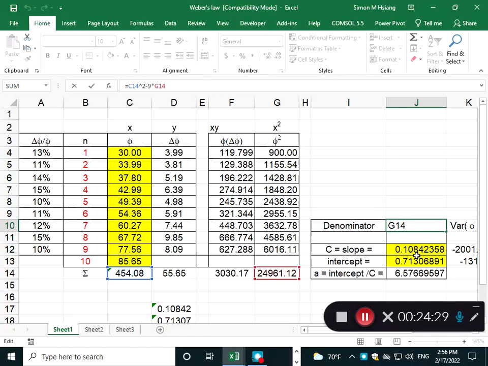Because you only have 9 values. How many differences do I have? 9. Yeah, so with 10 observations, you can only do 9 differences. So with 9 differences, you can only have n equal to 9. That's how you end up with your denominator equal to summation x squared minus n times summation x squared. So the denominator, no problem.